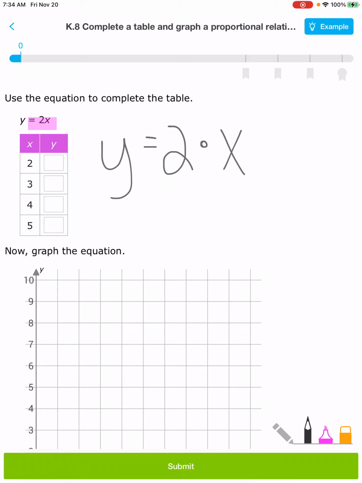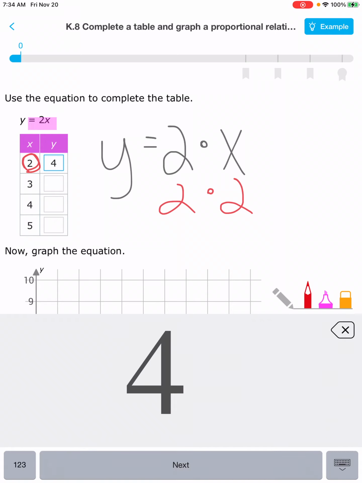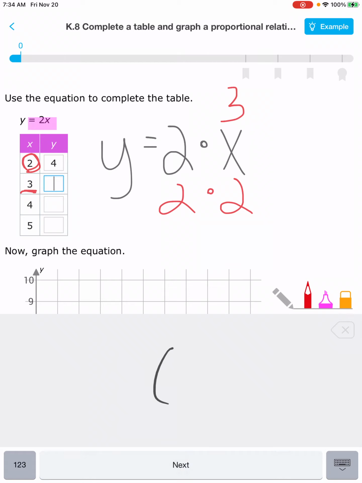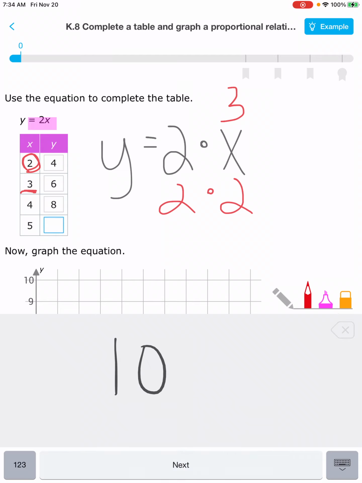So for each one of these, you're going to take your value that it gives you for x and substitute it for x in this equation. Okay, so the first one would be 2 times x, which is now 2. So that would give me 4. Then the next one would be 3 times 2. So I'm going to put 3 in for x. So that would give me 6. I'm going to be multiplying each of these x values by 2. So 4 times 2 is 8. And 5 times 2 is 10.